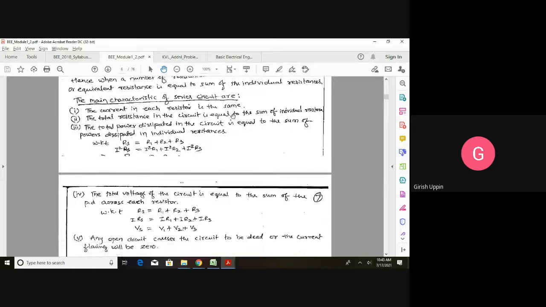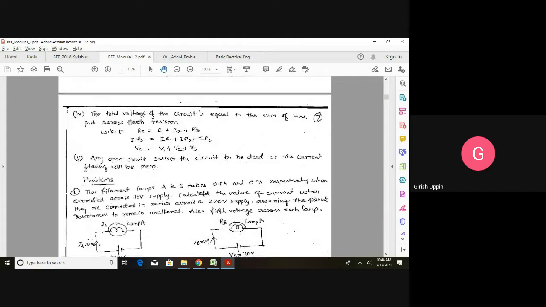The same thing is written here. Rs is equal to R1 plus R2 plus R3. We already know that. If I multiply both sides by I squared, that is I squared Rs is equal to I squared R1 plus I squared R2 plus I squared R3. And what is I squared Rs? It is the power in the equivalent resistance. That means the total power dissipated in the circuit is equal to the power dissipated in resistor R1 plus resistor R2 plus resistor R3.